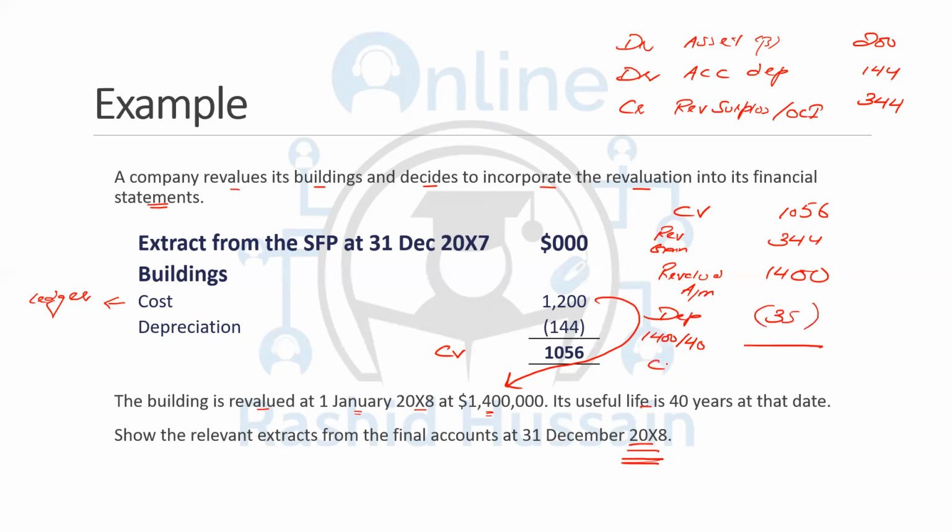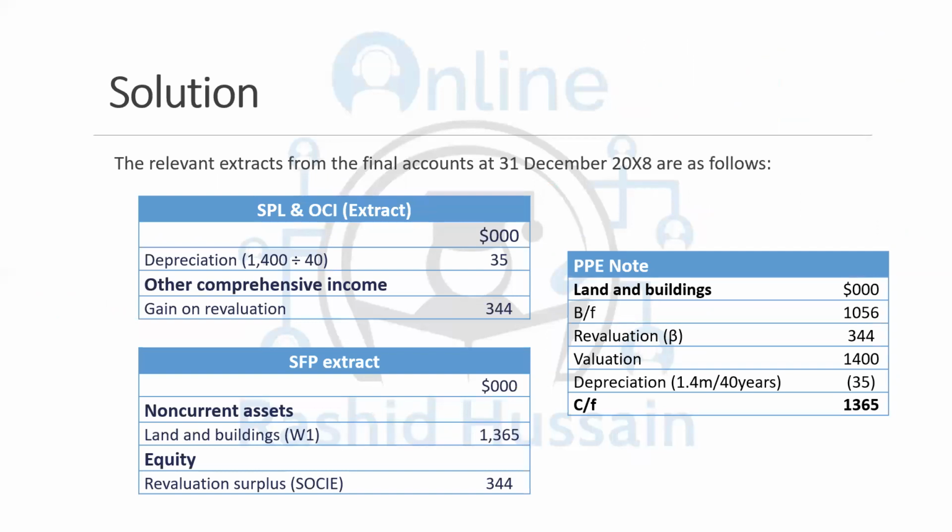And the carrying value at 31st December 20x8 is going to be 1365. This is the figure that is going to be recorded in the statement of financial position as an asset. This is the figure that is going to be recorded in the statement of profit or loss as the depreciation charge. This is the figure that is going to be recorded both in the revaluation surplus as well as the other comprehensive income. So you see on the next page, we have the extracts.